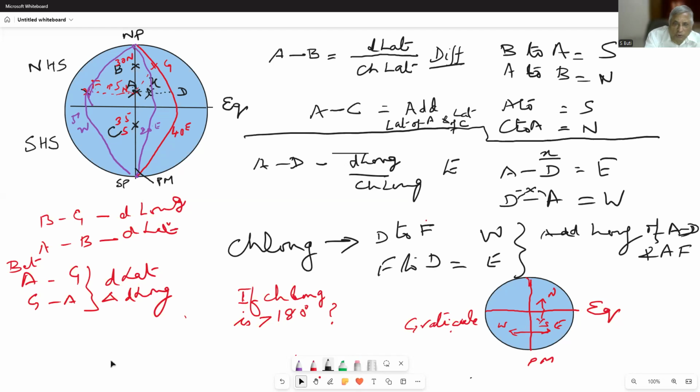Now, let us first have a brief background about the earth. Earth is an oblate spheroid, and its polar diameter is less than the equatorial diameter. Small difference, but there is a difference. For practical purposes, we consider the Earth to be a perfect sphere, and that is what we will be working on.